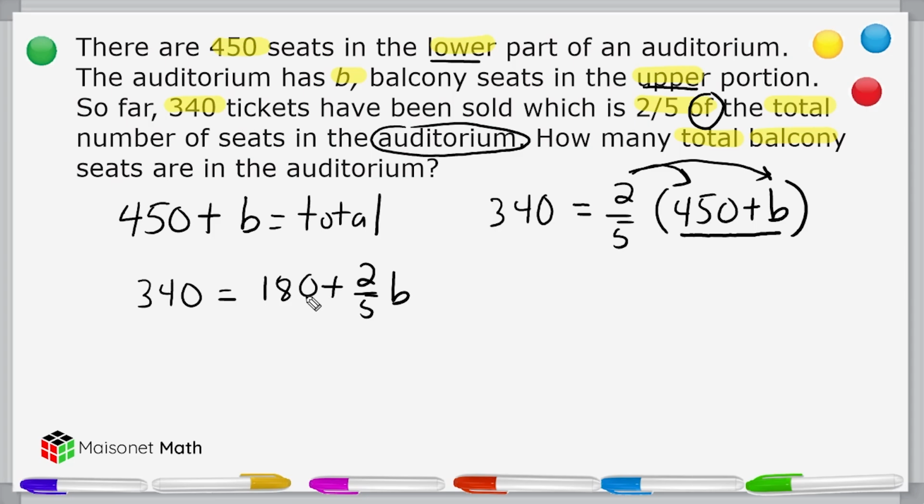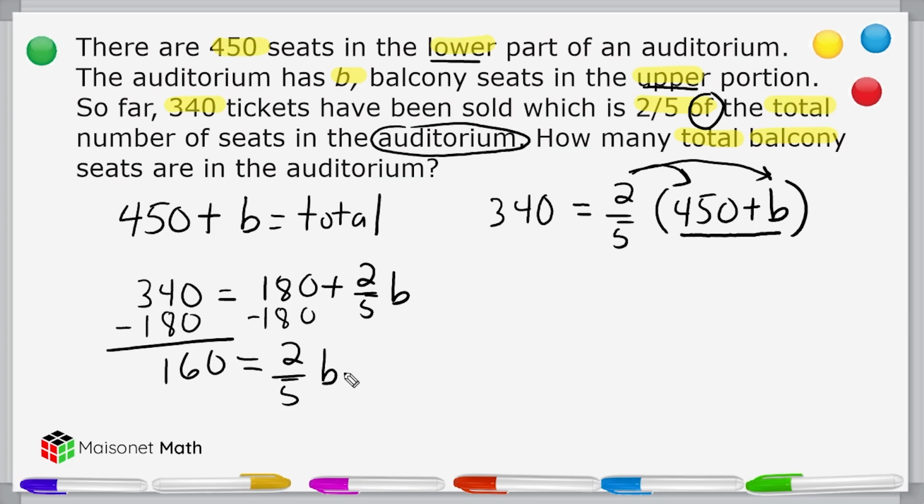All right, let us go ahead and isolate b, or the number of balcony seats, by subtracting 180 from both sides. And subtracting 180 from 340, that gives us 160. And that is equal to 2/5 b.